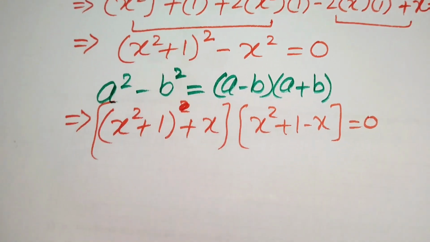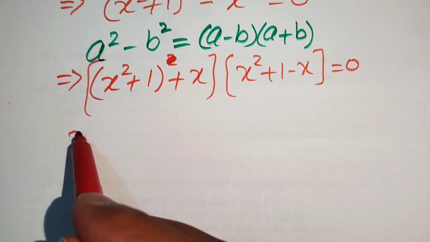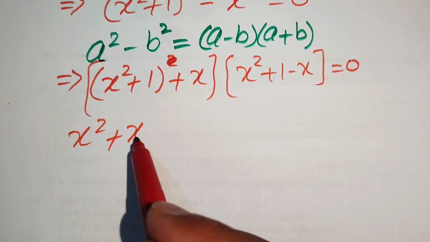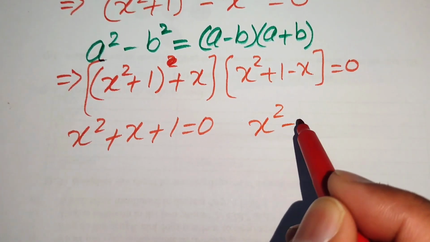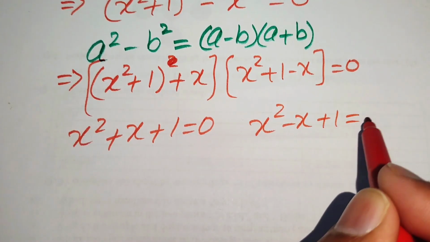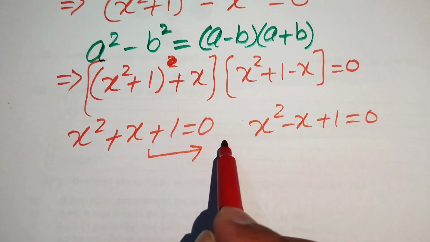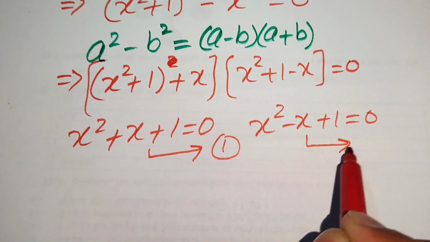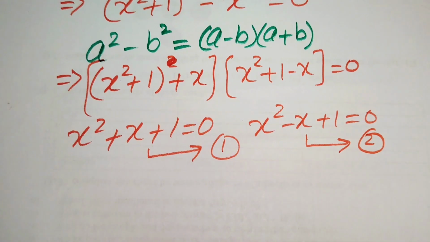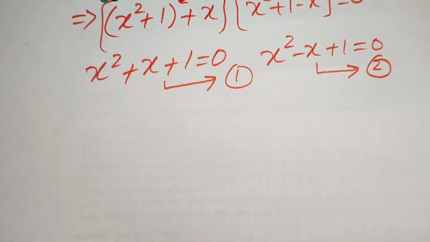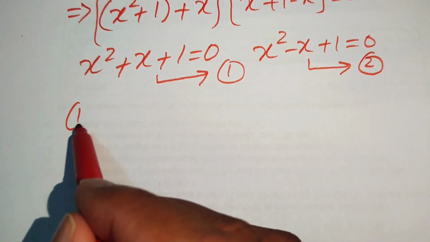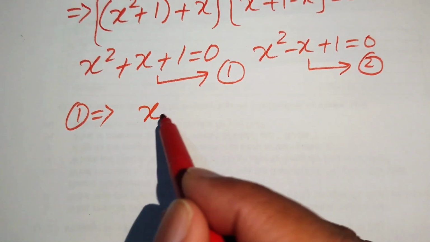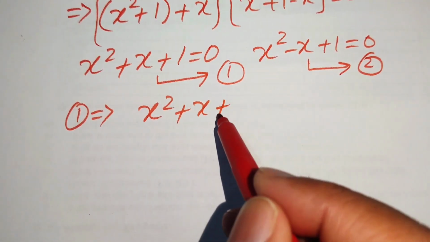So now we make two cases here. The first case is we take x^2 + x + 1 equals 0. The second case is we take x^2 - x + 1 equals 0. We call this equation number 1, and this equation number 2. So here we solve these two equations simultaneously, and we easily get the values of x. First we focus on equation number 1, which implies x^2 + x + 1 equals 0.